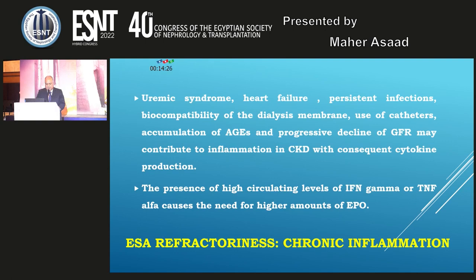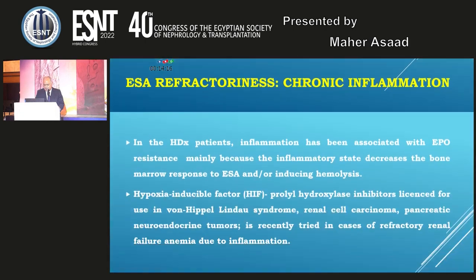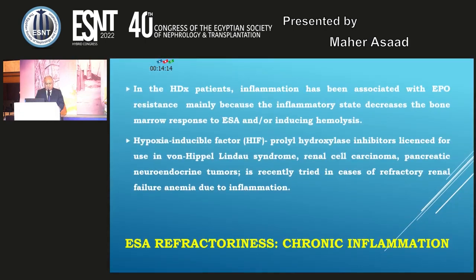The presence of high circulating levels of interferon gamma or tumor necrosis factor alpha causes the need for higher amounts of erythropoietin. In hemodialysis patients, inflammation has been associated with erythropoietin resistance, mainly because the inflammatory state decreases the bone marrow response to erythropoiesis-stimulating agents and/or induces hemolysis.